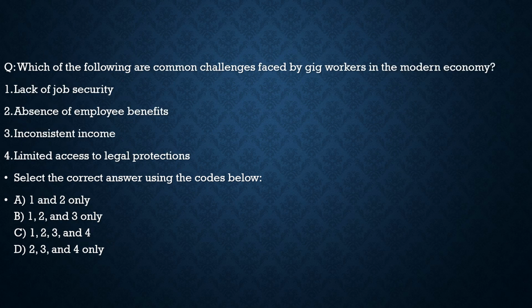Here the question says which of the following are common challenges faced by gig workers in the modern economy? We saw how the Union Ministry of Labour came up with the plan to frame guidelines for the gig workers. So here, what are the common challenges faced by gig workers? First, lack of job security, 100% correct. Absence of employee benefits, correct. Inconsistent income, correct. And limited access to legal protection, 100% correct. So with respect to this question, all four statements are correct, and from the code given below, the correct code would be option C. With this, let's move to another question and try to solve that.